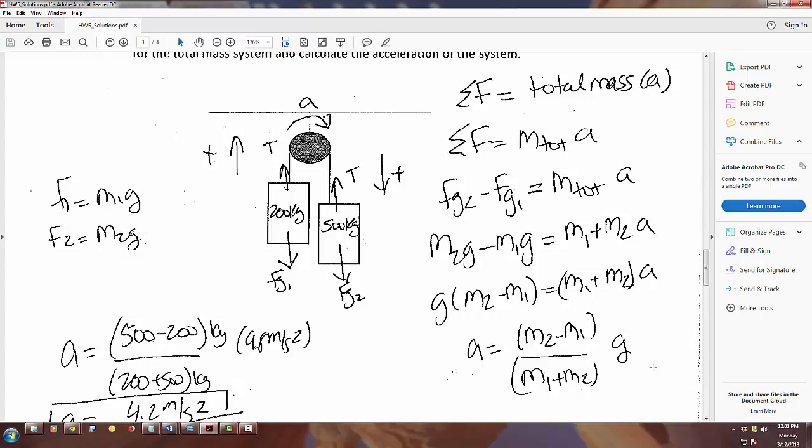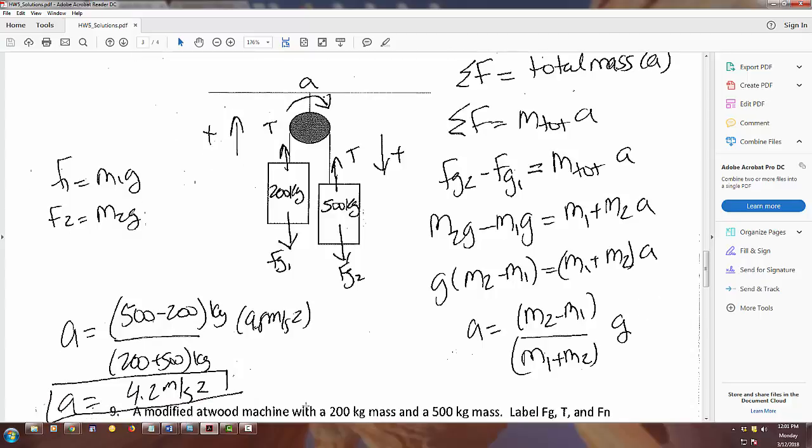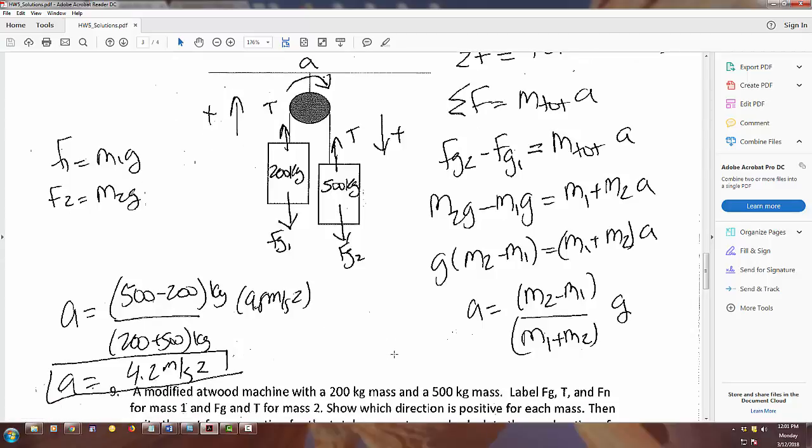So when you guys did your Atwood lab, you should have seen that the difference in the masses was directly proportional to the acceleration, and the total mass was inversely proportional to the acceleration. In this case, the acceleration would be 4.2 meters per second squared.